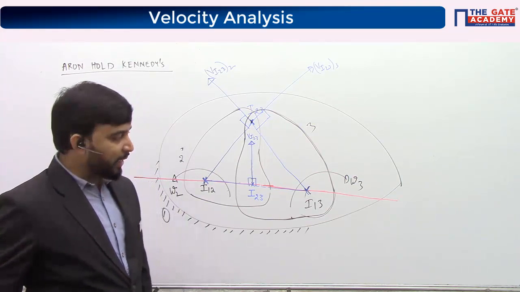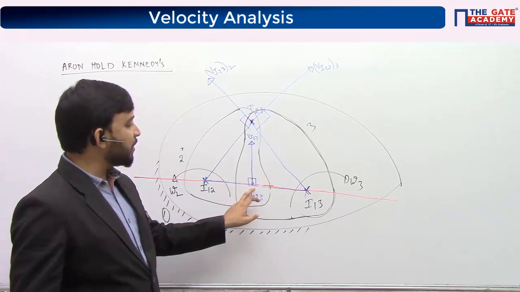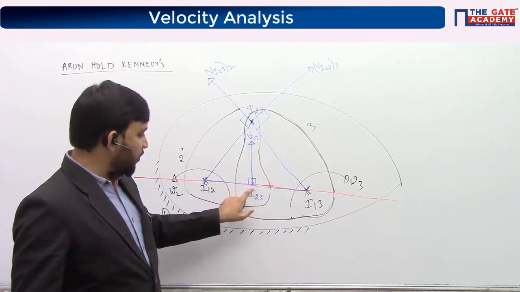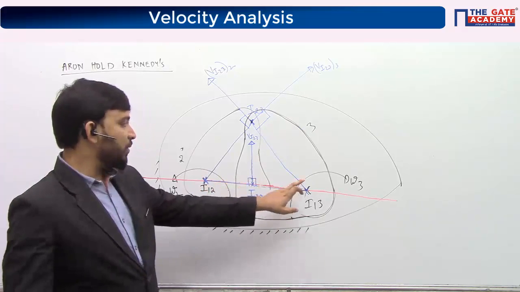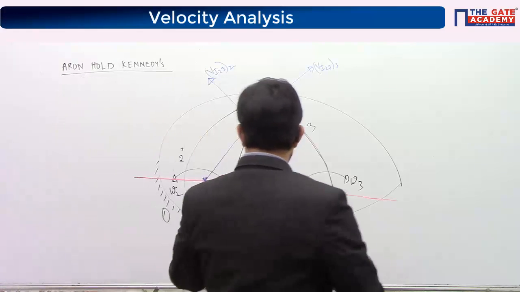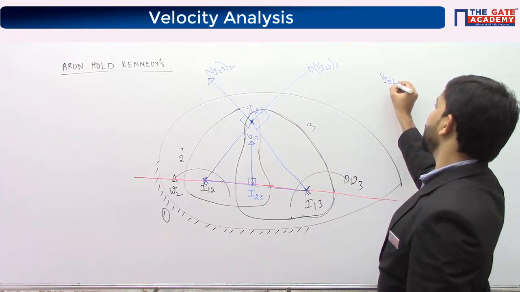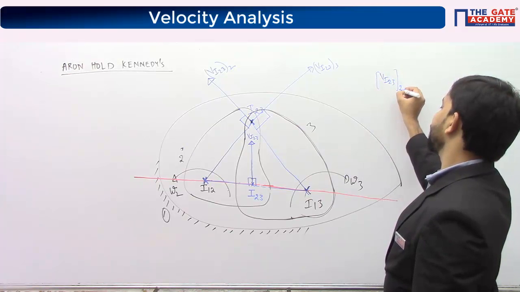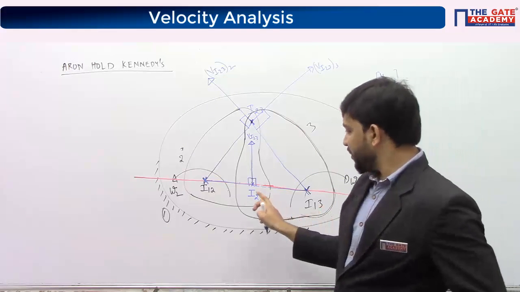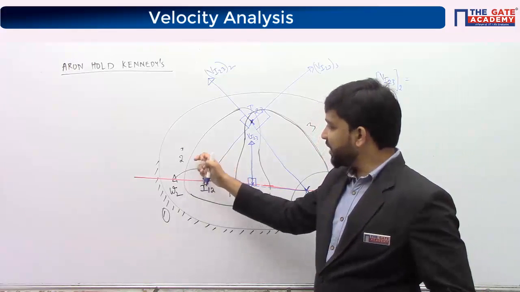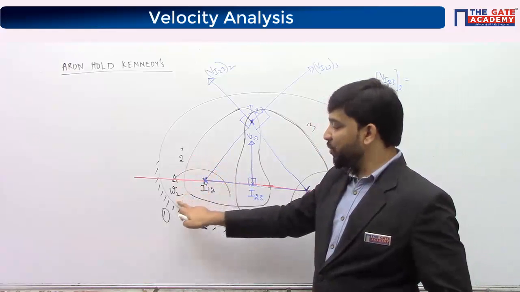So, they will be lying on a straight line, and this point lies in such a way that the velocity of this point is the same whether it lies on this body or on body 3. So what is the velocity of I23 if it lies on body 2? Velocity of I23, if I consider it on body 2, is due to body 2 rotating with omega 2.